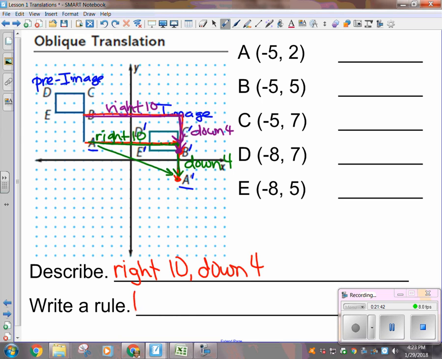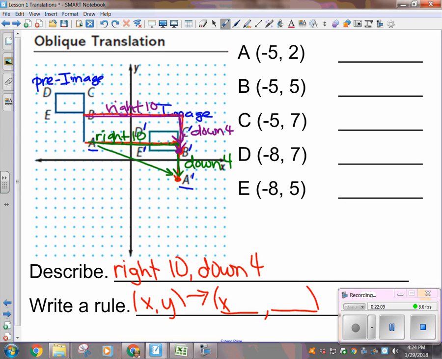Now, I'm going to try to write a rule for this one, and I'm going to start talking about my original x's and y's, and I'd like you to help me figure out the new rule. Now, last time we had x's stayed the same or y's stayed the same, but in this one, x's don't stay the same, y's don't stay the same. So something has to happen to my x, and something happens to my y, so I'm going to have to add or subtract something to both of them.